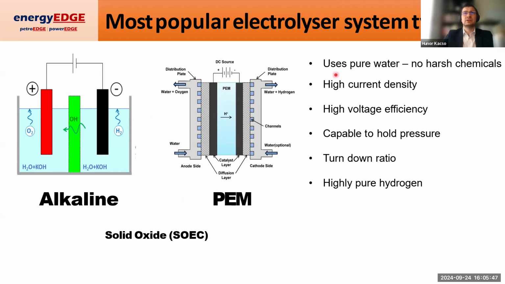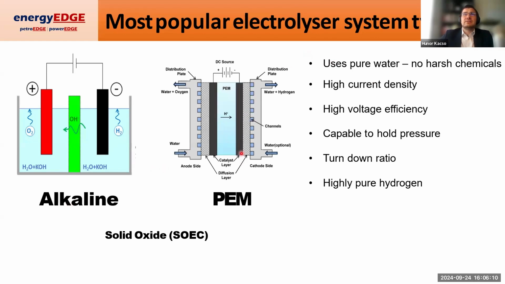And over here are some of the advantages of PEM. So it uses pure water. There's no harsh chemicals. Whereas if you know anything about alkaline, it uses potassium hydroxide mixed into water at a concentration of about 25 to 30%. And PEM just uses pure water.